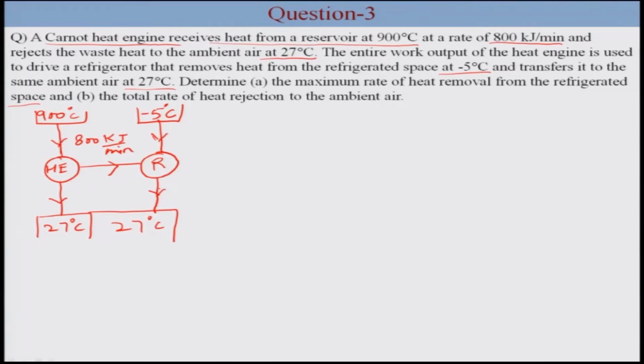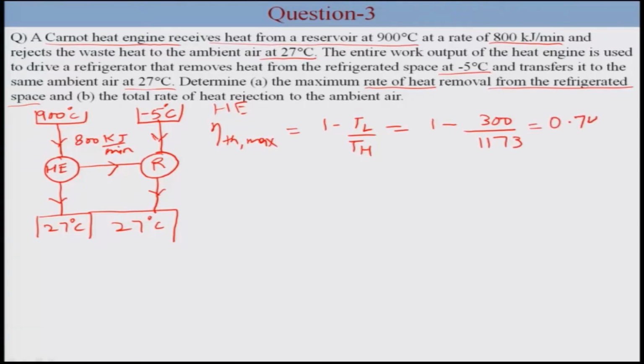Now we have to determine the maximum rate of heat removal from the refrigerated space. Assuming that all the processes operate steadily, for the heat engine, the maximum thermal efficiency is equal to 1 minus T_L by T_H. For the heat engine, T_L is 27 degrees Celsius and T_H is 900 degrees Celsius. So this will be 1 minus 300 divided by 1173, which comes out to be 0.744. This is the Carnot efficiency of the heat engine.